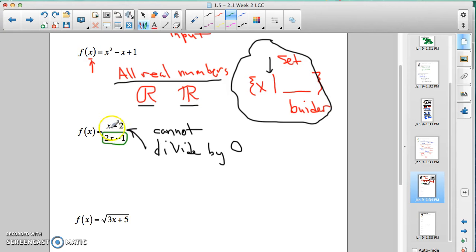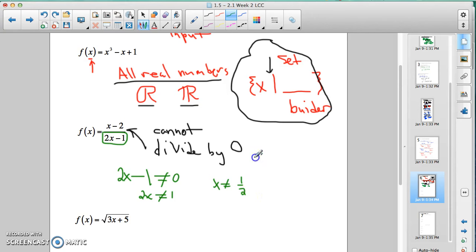We can put anything we want up here for this x, and we can put numbers in here, but there are certain numbers that are not going to work. We cannot divide by 0, so what we're going to say here is 2x minus 1 cannot equal 0. And we're going to solve that. We add 1, get 2x is not equal to 1, and we divide, and say x is not equal to 1/2. So everything works except for this number right here.